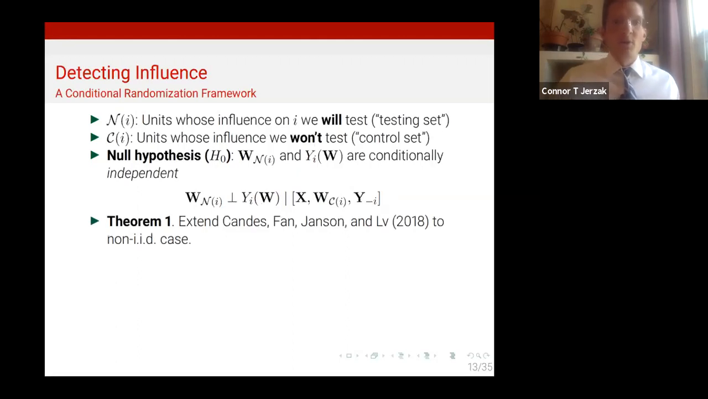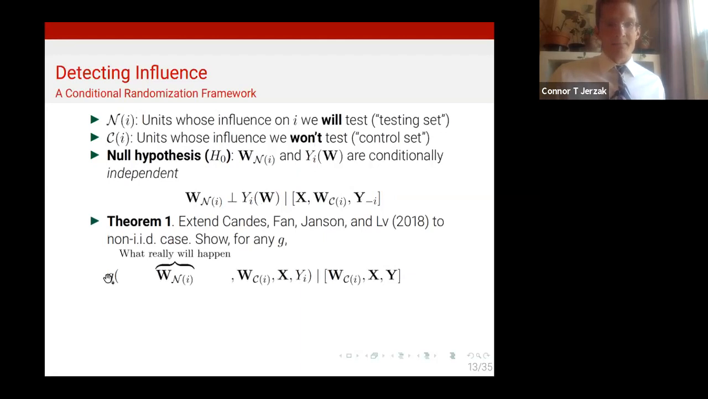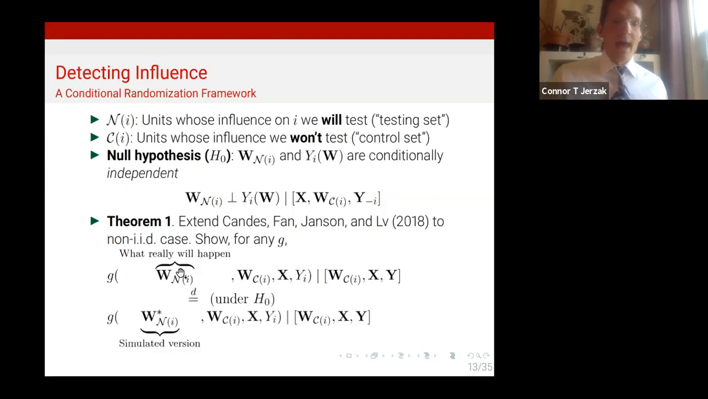And the theoretical work that we'll do here is extending this Model X framework to the non-IID case. We're going to show that for any fixed test statistic function G, when that function is applied to what really will happen to people in the testing set, in addition to those other things such as I's outcome, this test statistic under the null hypothesis has the same distribution as that same fixed test statistic applied to a simulated version of what really will happen to everyone in the setting.